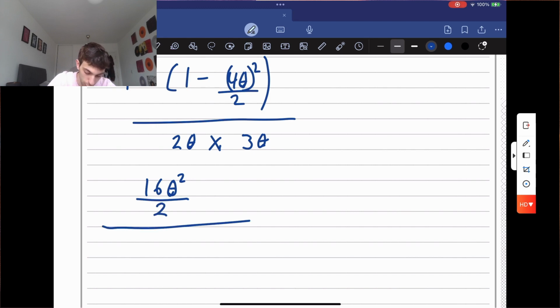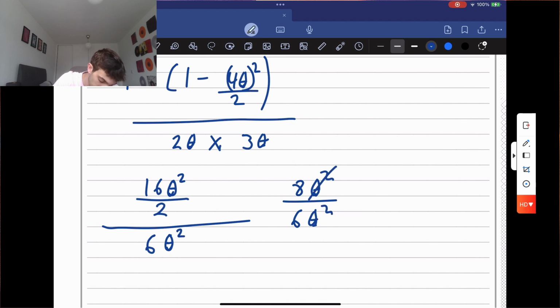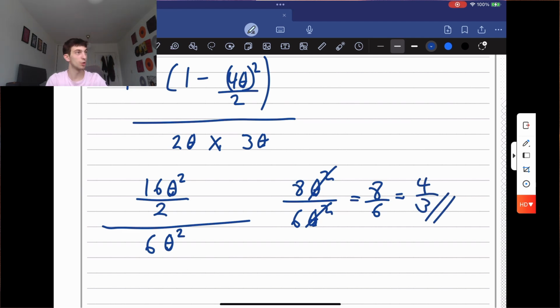And then looking at the denominator, we have 2 theta times 3 theta. 2 times 3 is 6. Theta times theta is theta squared. So what do we have? Looking at that numerator, 16 divided by 2 is simply 8 theta squared. Then looking at the denominator, we already have 6 theta squared. The theta squareds will indeed cancel out, leaving us with 8 over 6. And we can simplify this fraction to get 4 over 3. And that's your answer to question 1.